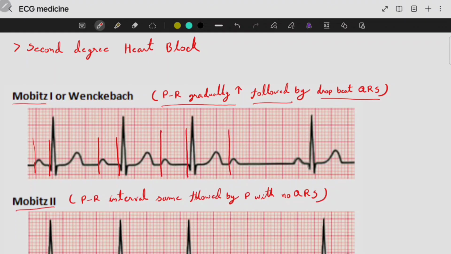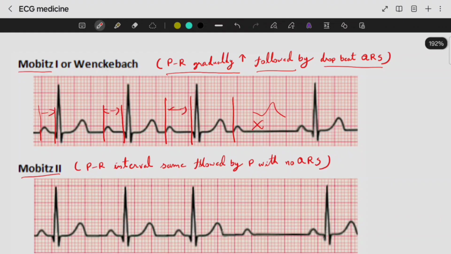and then there is no QRS complex. Okay, there is no QRS complex. So the PR interval is gradually increasing and followed by a drop of the QRS complex. It is a second degree heart block, Mobitz type 1. Okay, then the type 2.